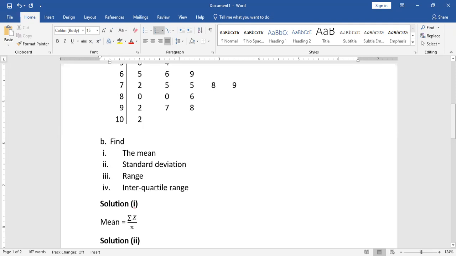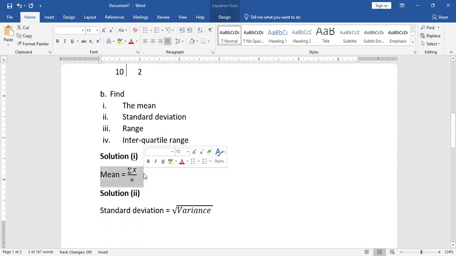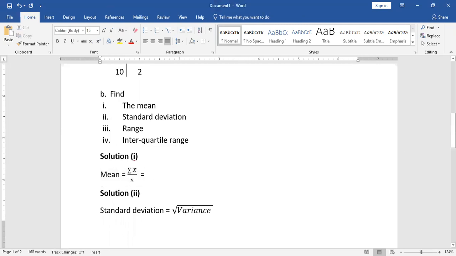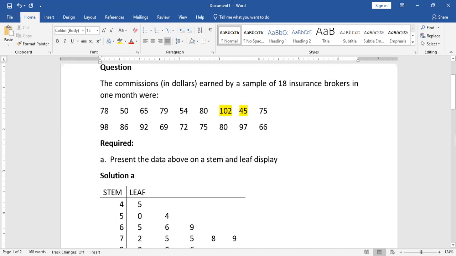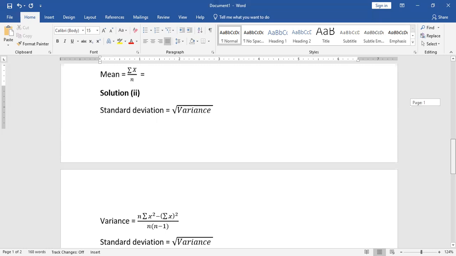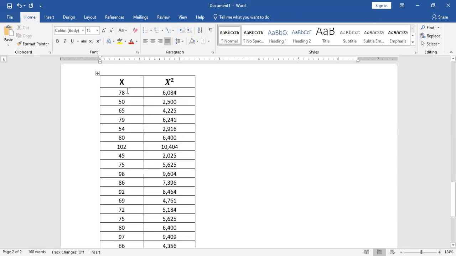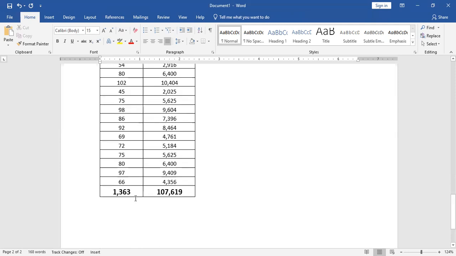The mean, I had already indicated the formula for the mean. The mean is summation of x over n, which is the number of elements. Now, if you look at this data here, starting from 78 and ending at 66, I've already found the total of x from 78 to 66. Adding them is giving me 1,363.